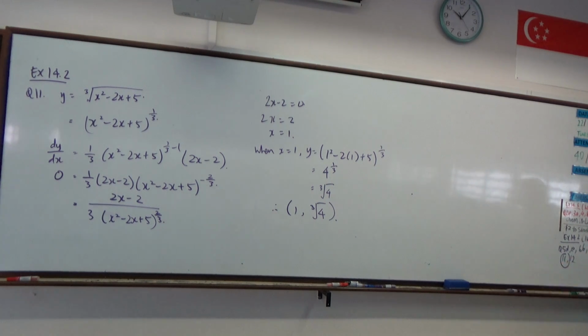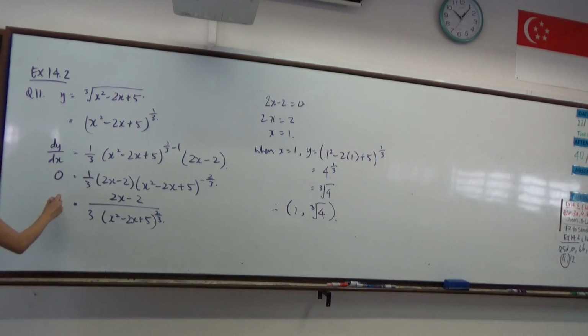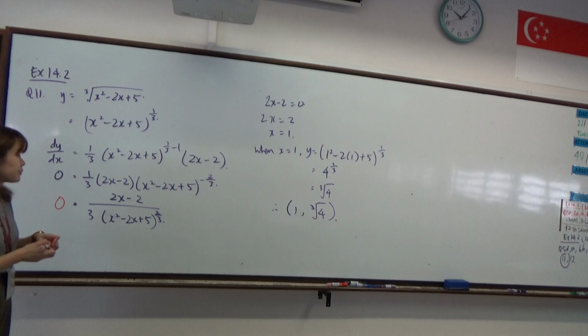If no problems, could you please submit your homework to the front? Student: How do I get 2x minus 2? Because this is equal to 0, so you just bring that out. I multiply it to the left hand side, then 0. The denominator surely can't be 0.